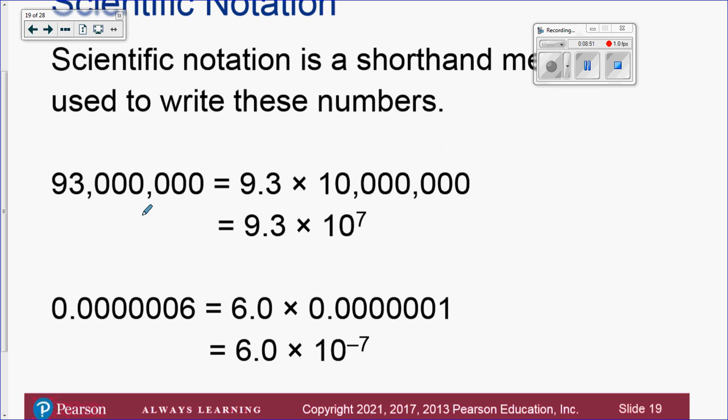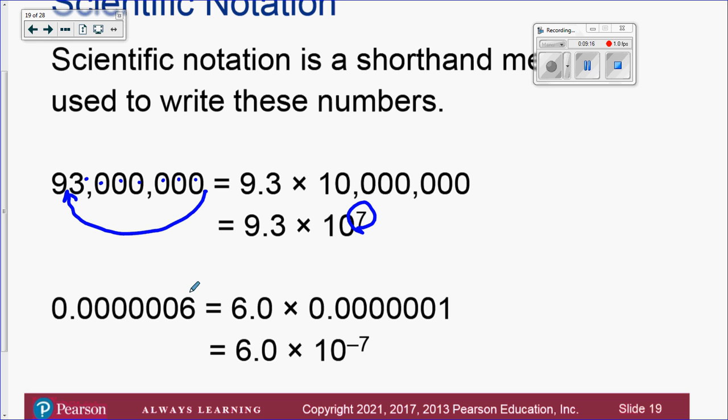So what happens is you move the decimal place. Even though we don't write it, the decimal place is here. We want to move it so that the number that we're going to write is less than 10. So it has to go between the 9 and the 3. So then you just count 1, 2, 3, 4, 5, 6, 7, and that's where this number is coming from. So I moved it over 7 places.